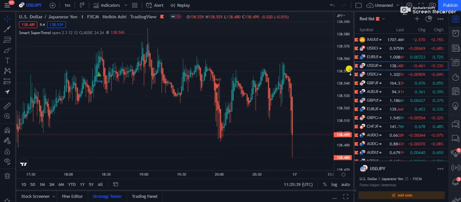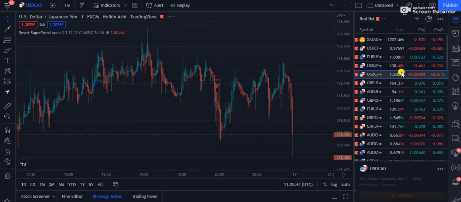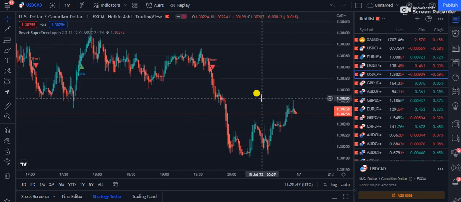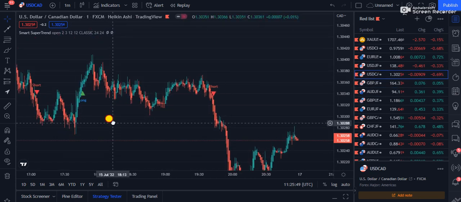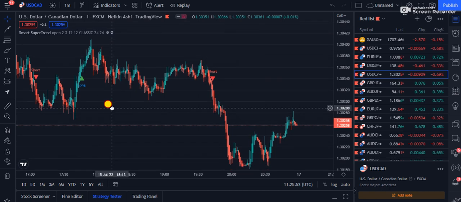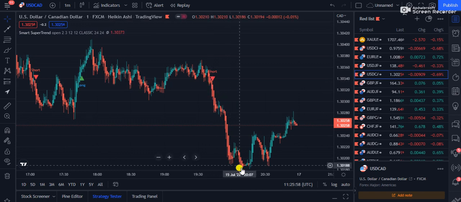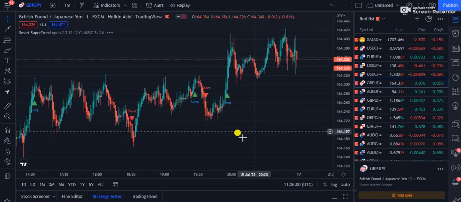I am not saying that this will only work on the 1 minute time frame. You can use any time frame of your choice, but I'm making the video on the 1 minute so that you can see this indicator is giving very powerful results even trading on the 1 minute. Long, you can see up on USD CAD 1 minute, short down. Very good, so let's see more.